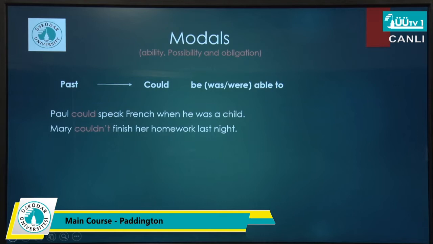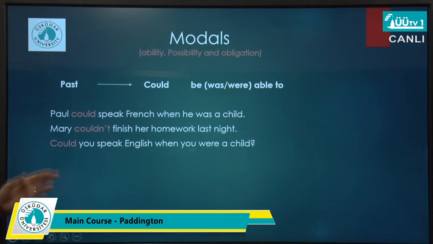Or the negative, Mary couldn't finish her homework last night. An ability which was incomplete. And the last one, could you speak English when you were a child? In the third one, I should give a brief piece of information: we're talking about an ability in the past in question form. As you know, normally we can use could at the beginning of a sentence to make a very simple and formal request, which is, could you please give me your book? But here, the question refers to an ability in the past in question form.